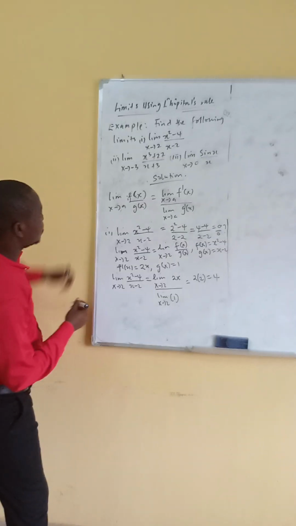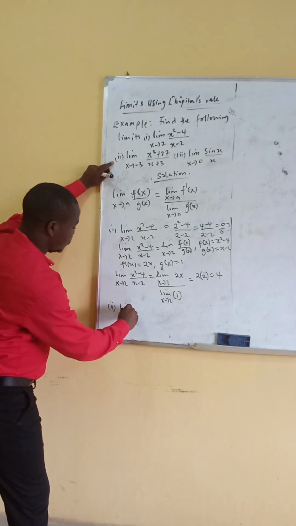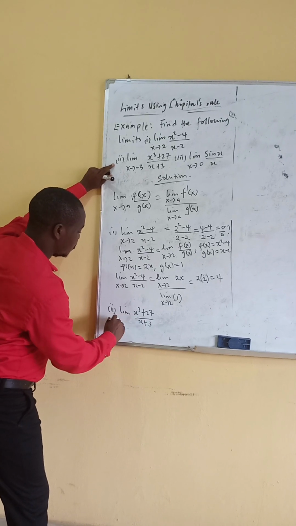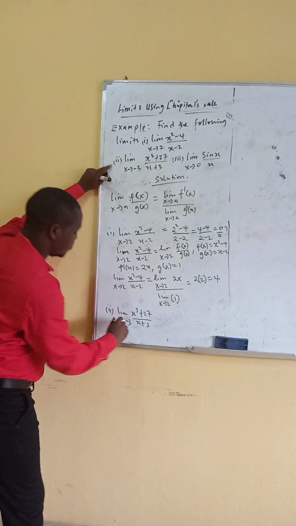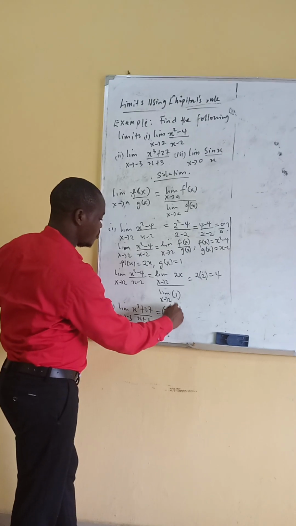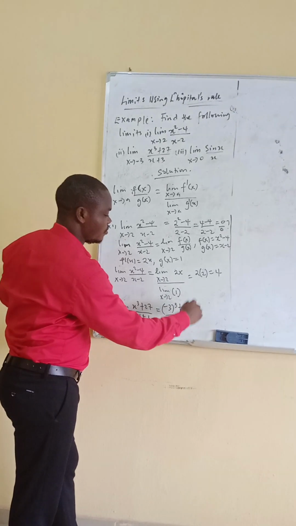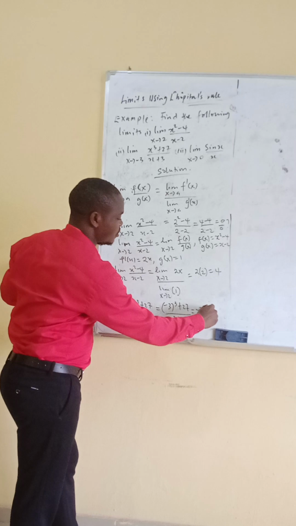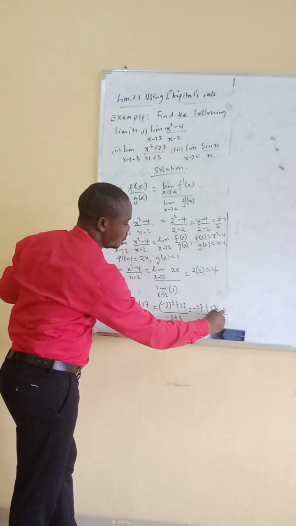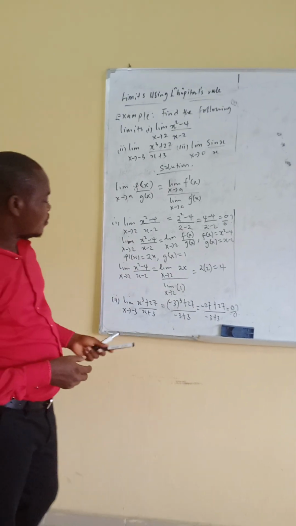Next one we look at is the second one, which is the limit of x cubed plus 27 divided by x plus 3 as x tends to minus 3. If you replace x by minus 3, you have minus 3 to the power of 3 plus 27 divided by minus 3 plus 3. You have minus 27 plus 27 divided by minus 3 plus 3, and that is 0 over 0, unknown. Now, we apply L'Hôpital's rule.